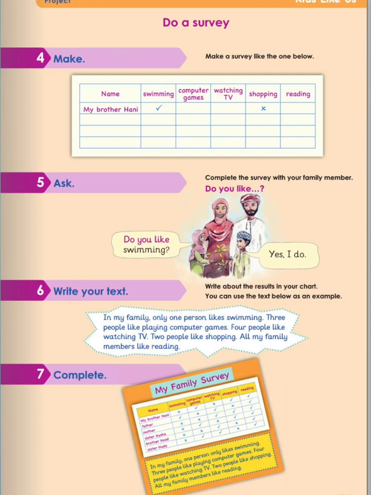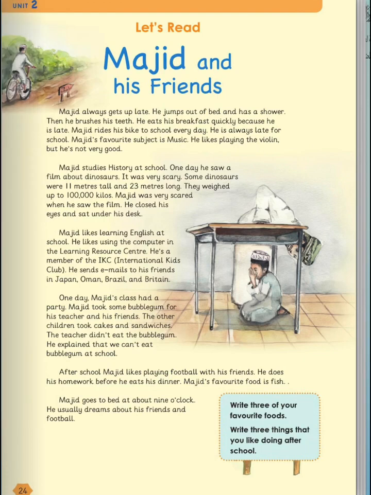In my family, only one person likes swimming, 3 people like playing computer games, 4 people like watching TV, 2 people like shopping. All my family members like reading. And this is all based on your chart and the answers you've got. So you complete the chart, My Family Survey. Now, let's read Majid and his friend's story. But before we read, make sure you write 3 of your favorite food and write 3 things that you like doing after school. Great, now let's read.